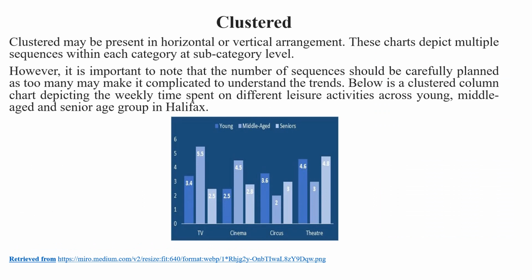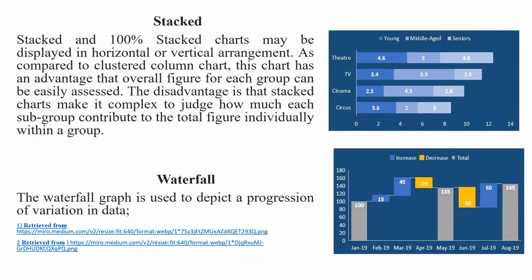Clustered. Clustered charts may be present in a horizontal or vertical arrangement. These charts depict multiple sequences with each category at subcategory level. However, it is important to know that the number of sequences should be carefully planned, as too many make it complicated to understand the trends. Below is a clustered column chart depicting the weekly time spent on different leisure activities across young, middle-aged, and senior age groups of Halifax.